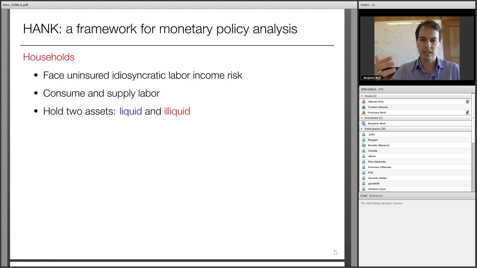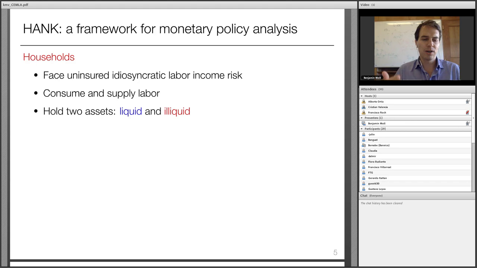Okay. So the households here face some uninsured idiosyncratic labor income risk, and they consume and supply labor. So far, it's basically just a Bewley model, an Aiyagari model with labor supply.